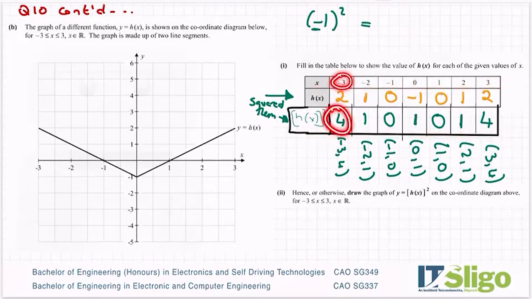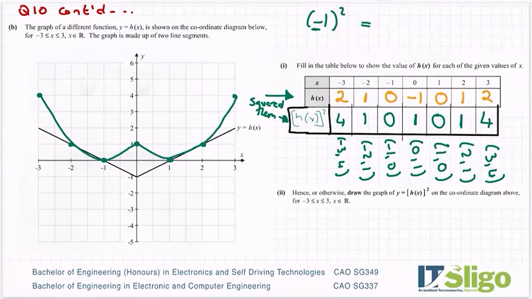Okay, so minus 3, 4 is my first one. So minus 3 up to 4. Minus 2 up to 1. Minus 1, 0. 0, 1. 1, 0. 2, 1. And 3, 4. Okay, so you end up with a strange looking graph. That looks a bit like a W.